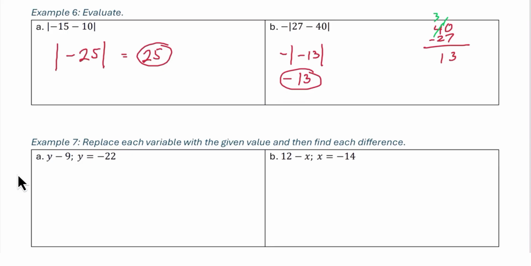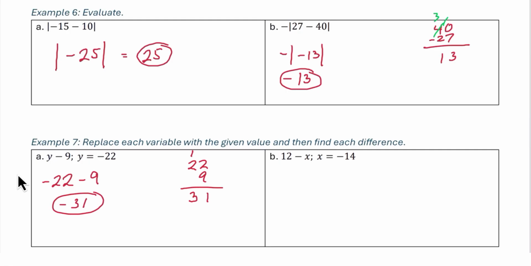In this example, we need to make a substitution. We replace y with negative 22 and then minus 9. Negative 22 minus 9. We need to add these two values. And we get 31. But since both numbers were negative to begin with, the result is also negative.